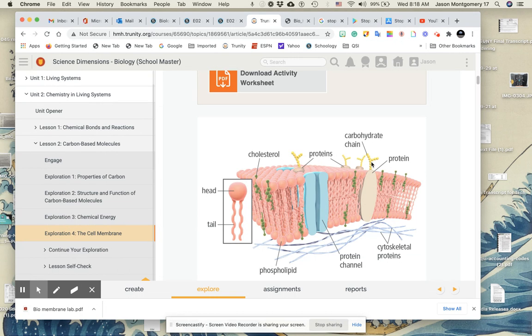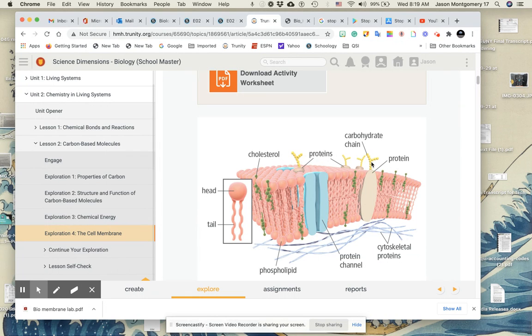There's a video that I'm going to post here about how COVID-19 is able to manipulate these carbohydrate chains in order to get into the cells. These protein chains are receptors on the cell membrane, a type of receptor that is able to let certain things into and out of the cell.